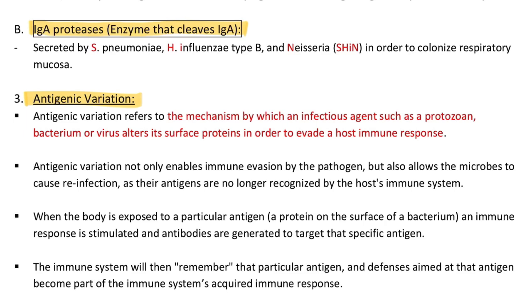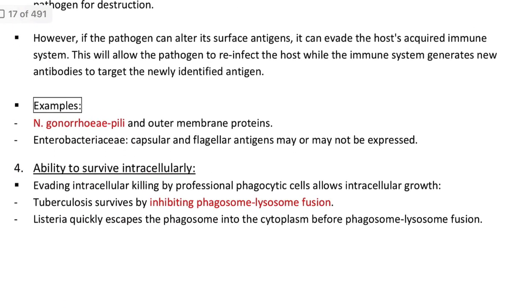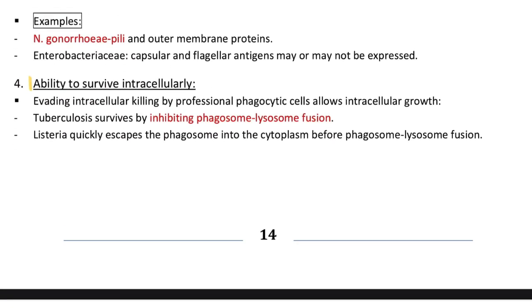For example, Neisseria gonorrhoeae changes pili and outer membrane proteins, and Enterobacteriaceae vary capsular and flagellar antigens. The clinical challenge is no long-term immunity and repeated infections. Vaccine development is difficult for highly variable organisms like HIV, malaria and gonorrhea. For diagnosis, we can do polymerase chain reaction (PCR) or antigen-specific detection based on the current variant.